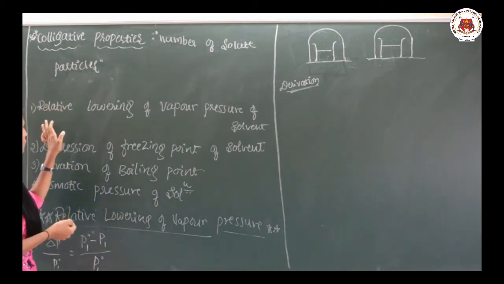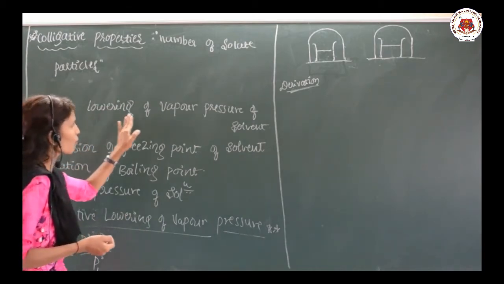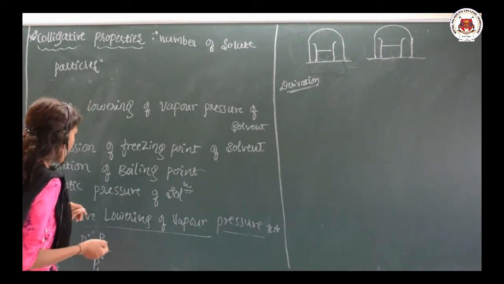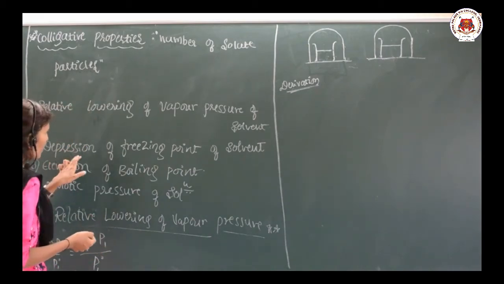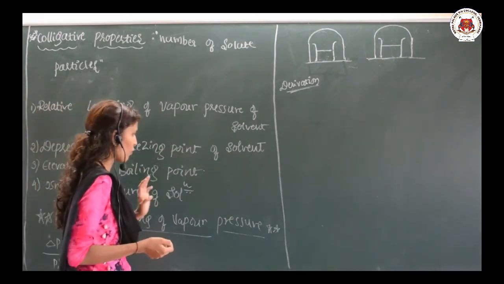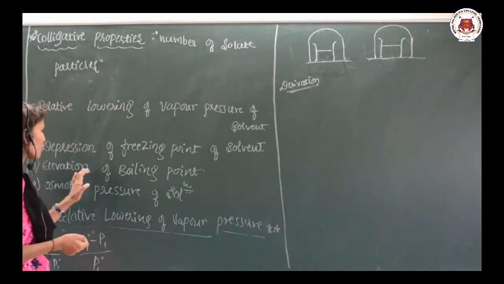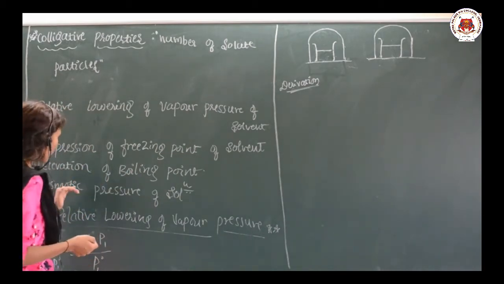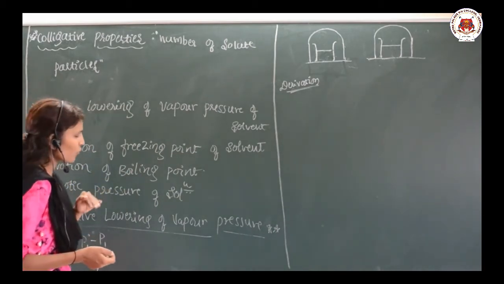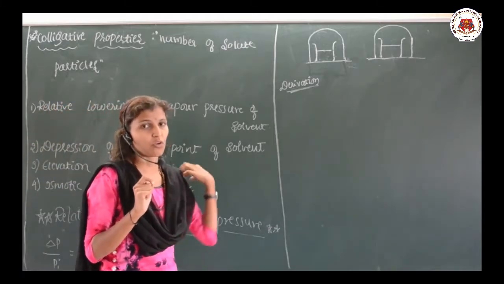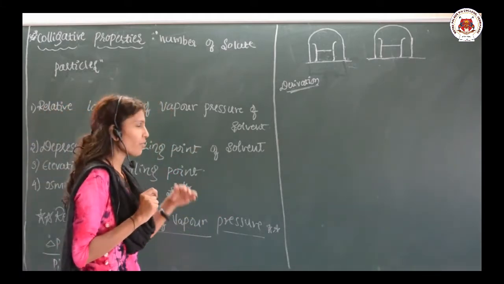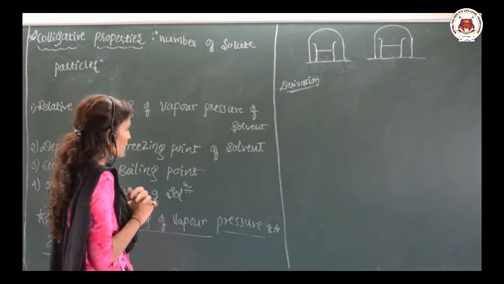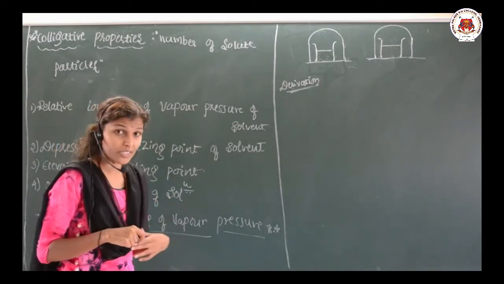Those are, first one is relative lowering of the vapor pressure of the solvent, second one is depression of the freezing point of the solvent, third one is elevation of the boiling point, and fourth one is osmotic pressure of the solution. All these are very important, and we are going to study all these colligative properties in detail.